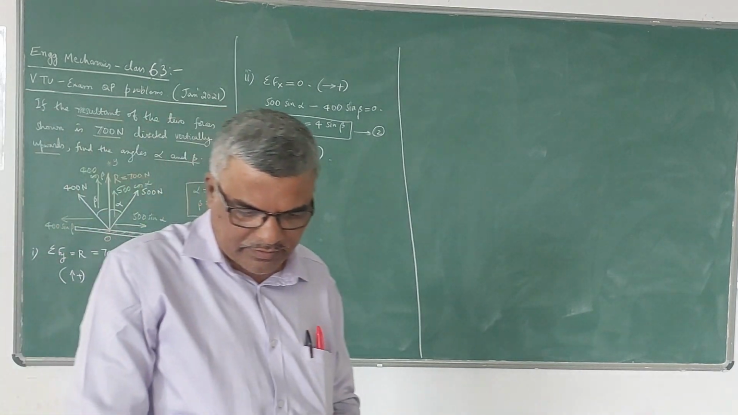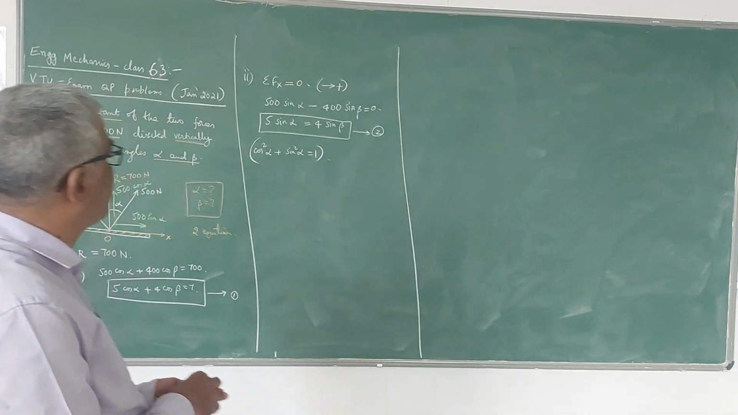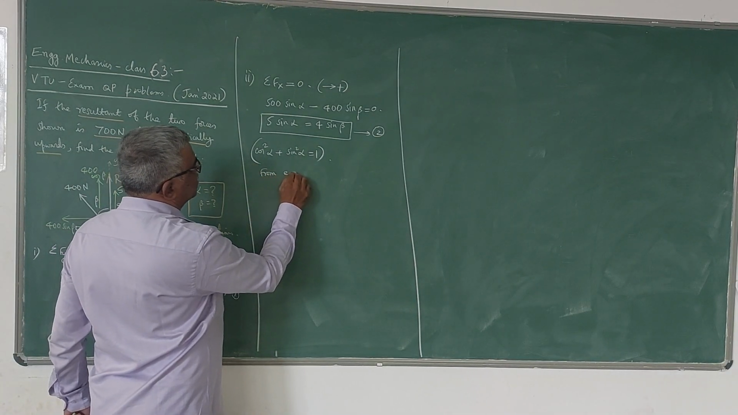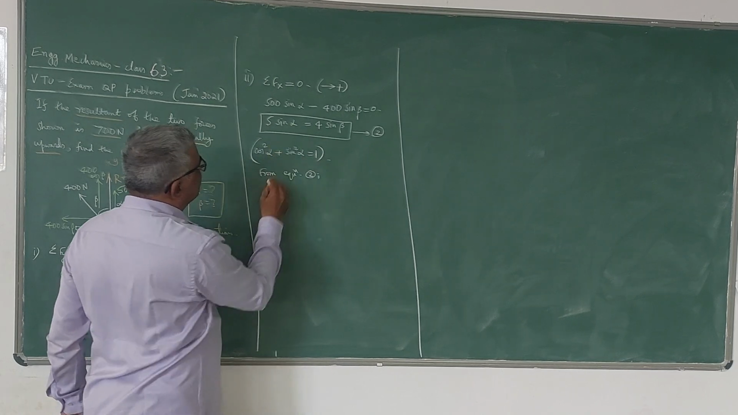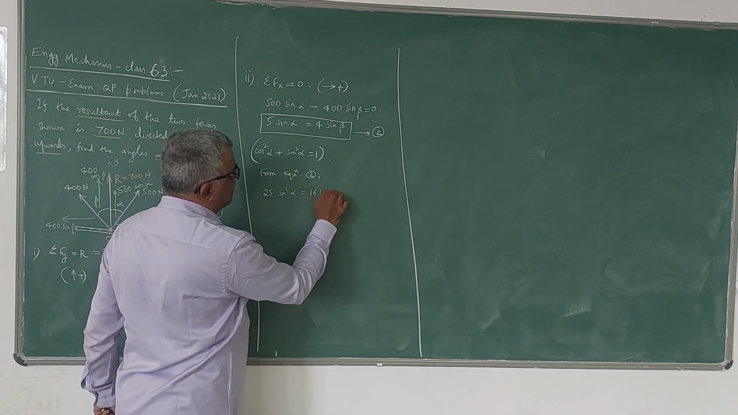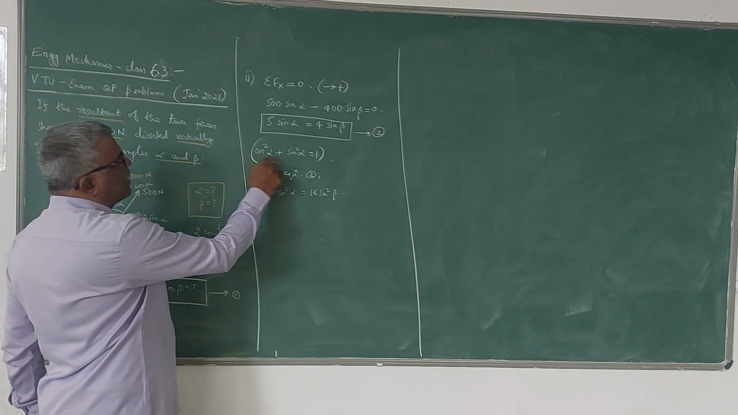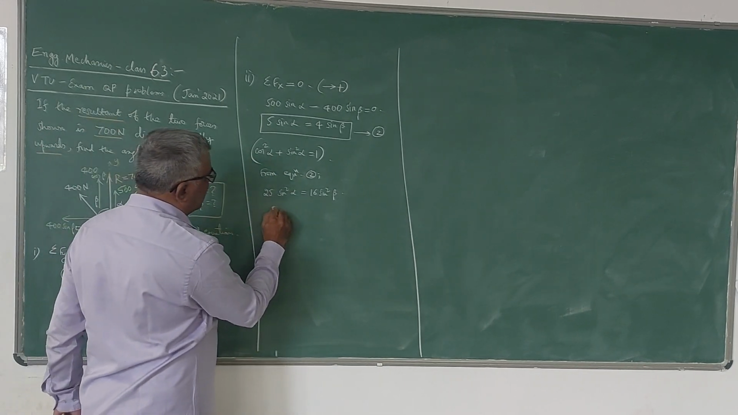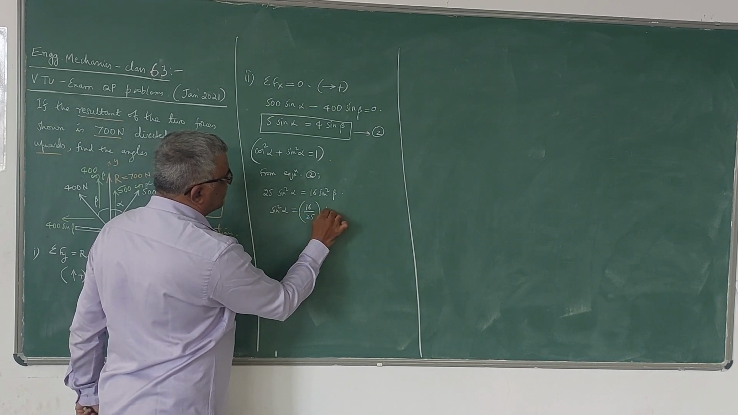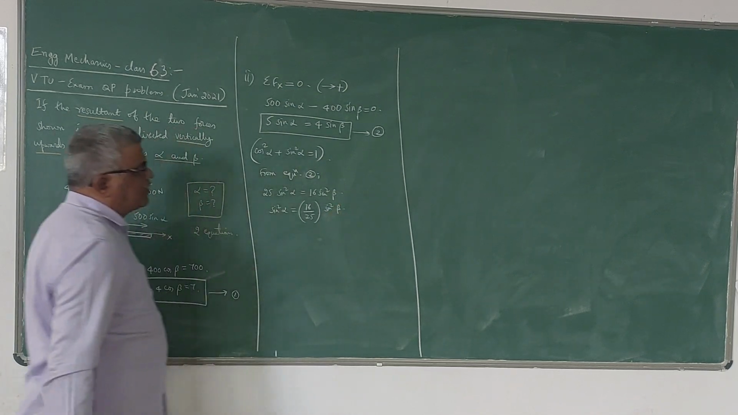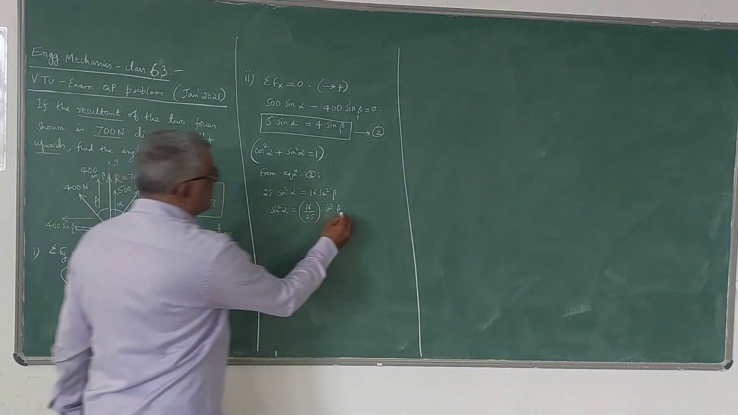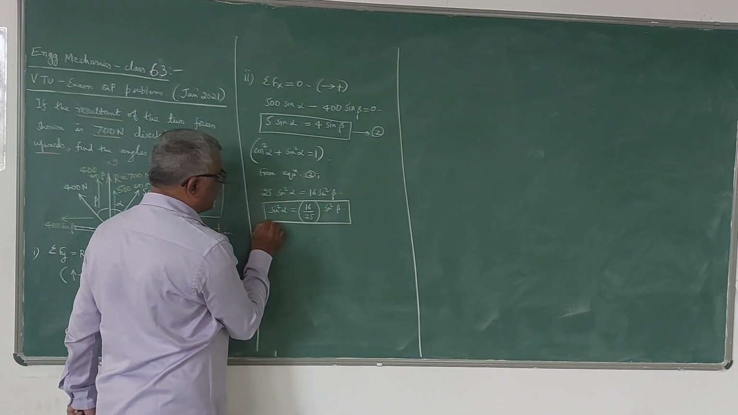Now let me take the second equation. From equation 2, if you square that, 25 sin square alpha is equal to 16 sin square beta. Because I need this square term, I have squared it. Or I can write sin square alpha is equal to 16 divided by 25 sin square beta. This is what I can put for sin square alpha. I will call this relation 3.